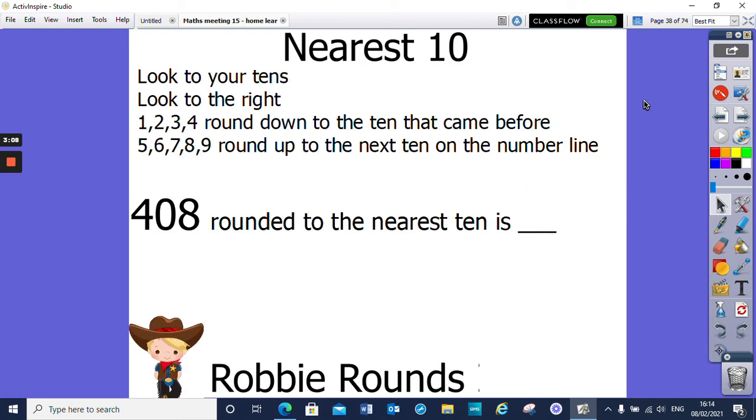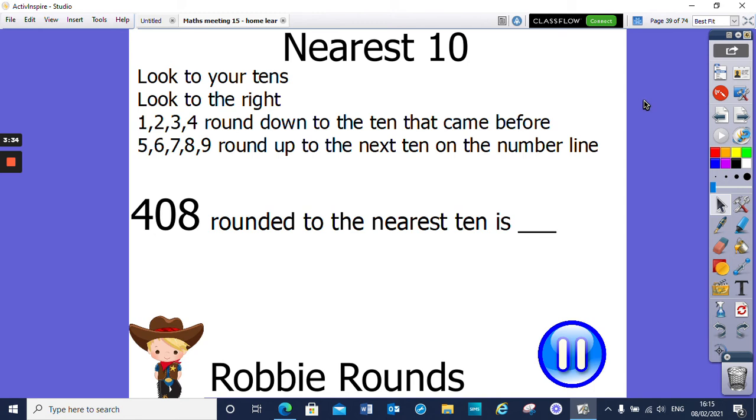Nearest 10 now, rounding to the nearest 10. Everyone joining the rhyme nice and loud. Look to your tens. Look to the right. 1, 2, 3, 4, round down to the 10 that came before. 5, 6, 7, 8, 9, round up to the next 10 on the number line. Okay, rounding 408 to the nearest 10 today. Off you go.